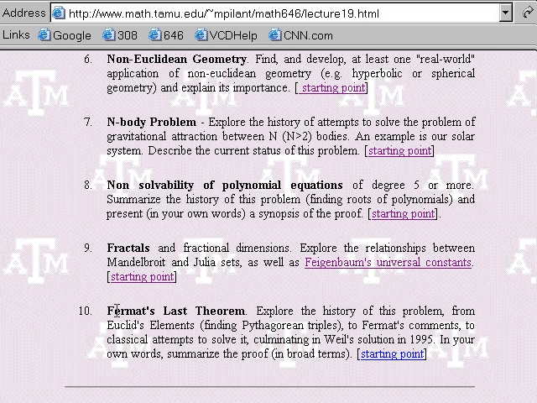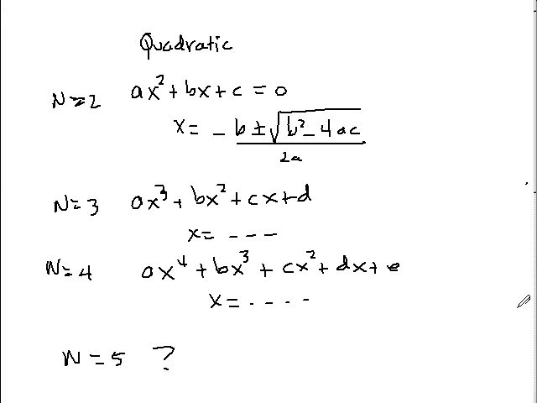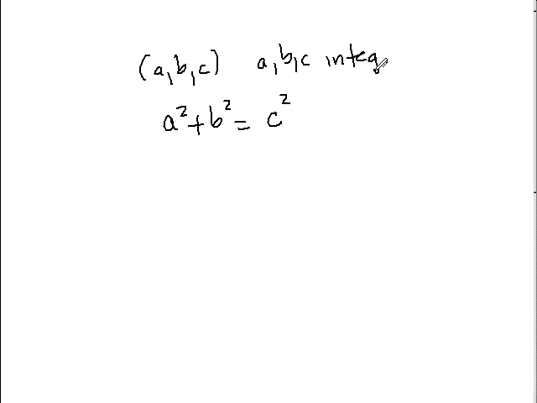Okay, the final 10th topic here that I picked up is a very famous one. We've talked about it before, Fermat's last theorem, and this project will involve exploring the history of this problem from the various earlier stages, namely finding Pythagorean triples. And you'll remember what a Pythagorean triple is. A Pythagorean triple is just a set of numbers A, B, and C that are related by being sides of a right triangle. So A, B, and C are integers.